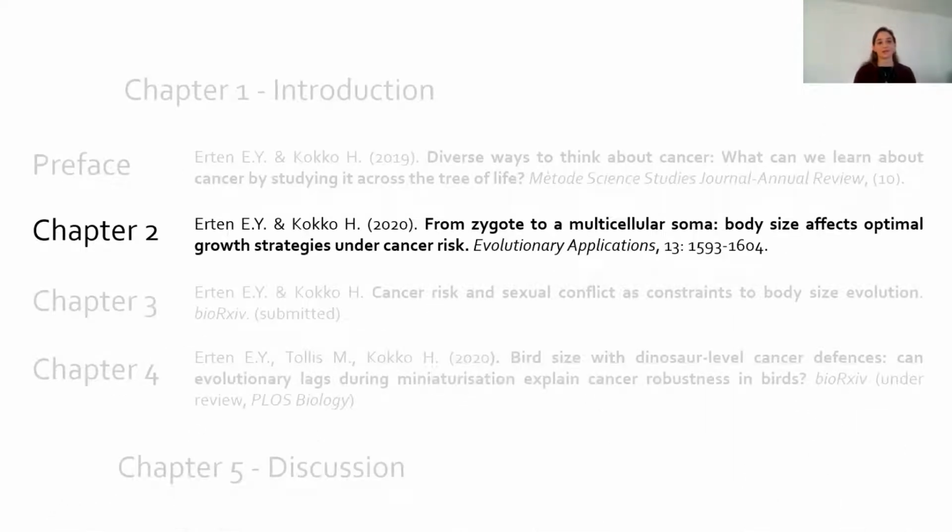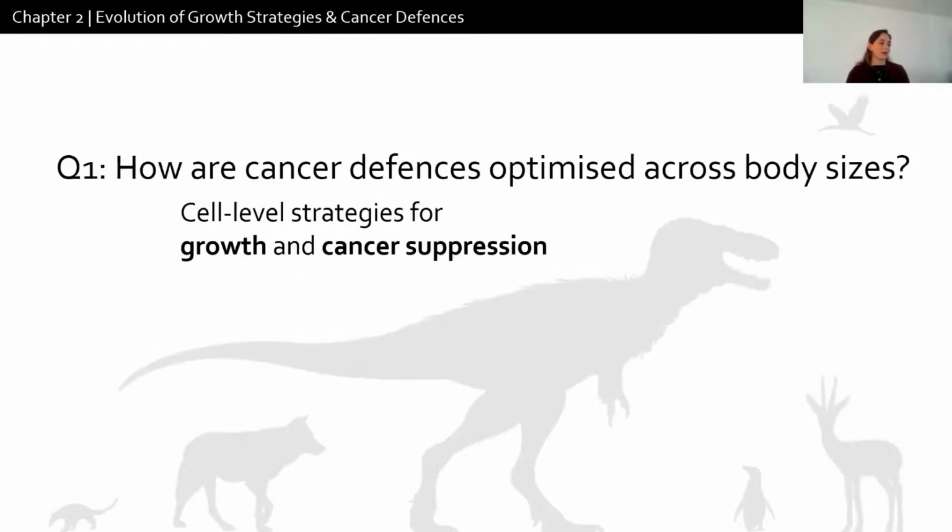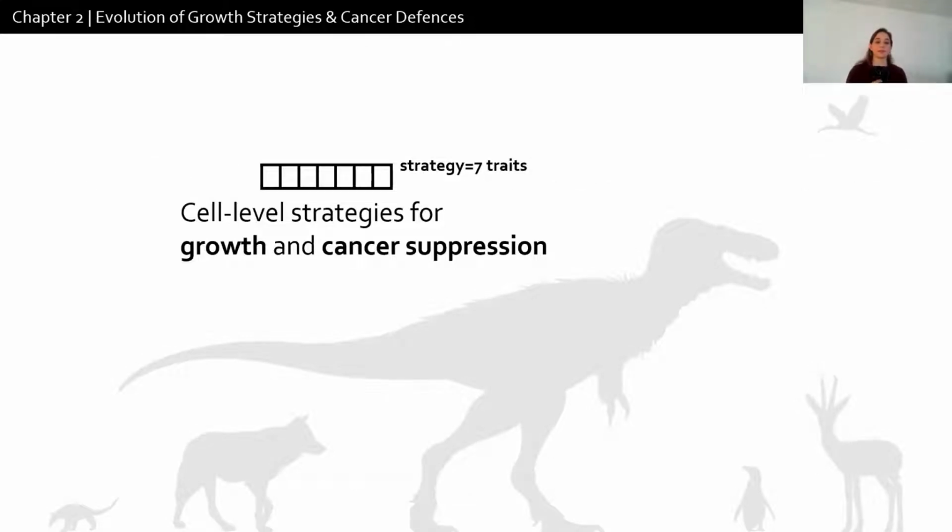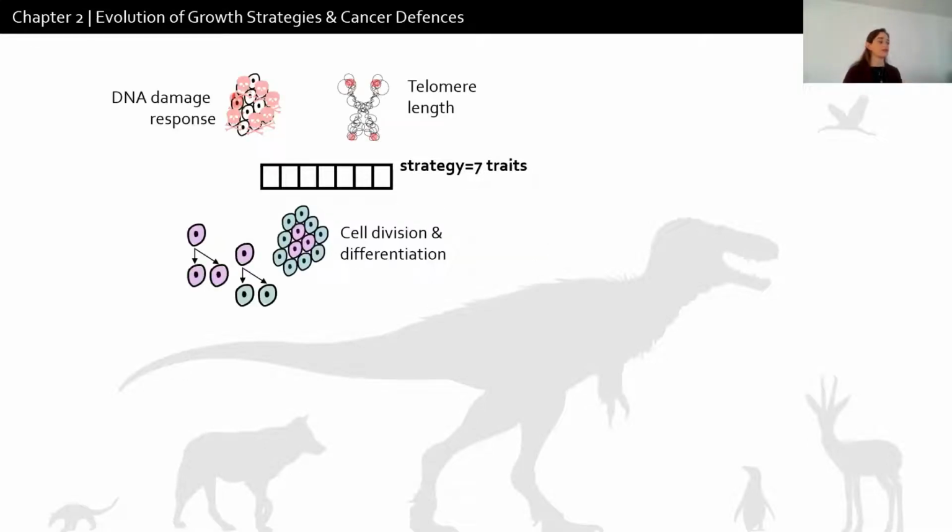So this is my first scientific chapter, chapter 2. With these cancer defenses, what I mean is cell-level strategies for growth and cancer suppression. So we implemented this as 7 traits that make up one strategy. And these traits are related to DNA damage response, as I showed before, but also telomere length, which is related to how many times a cell can divide, as well as cell division and differentiation.